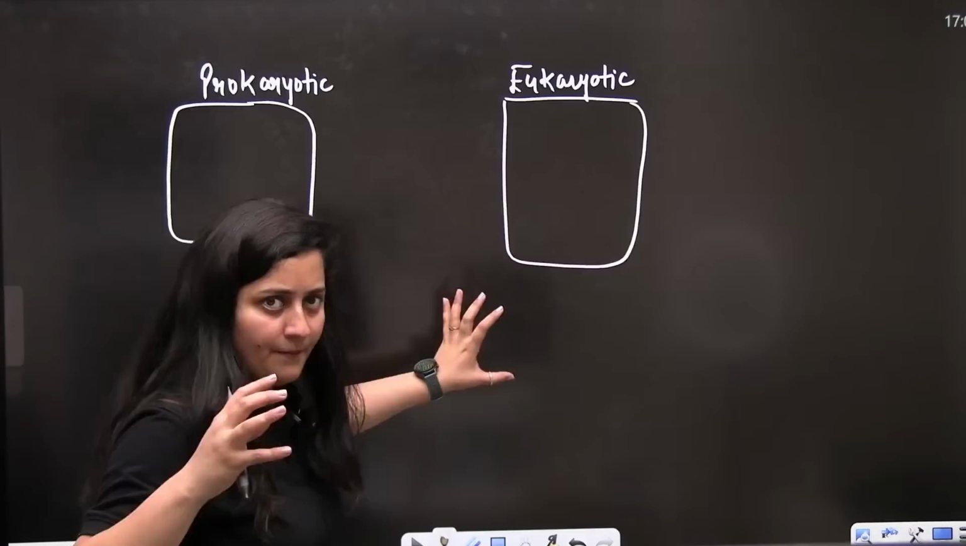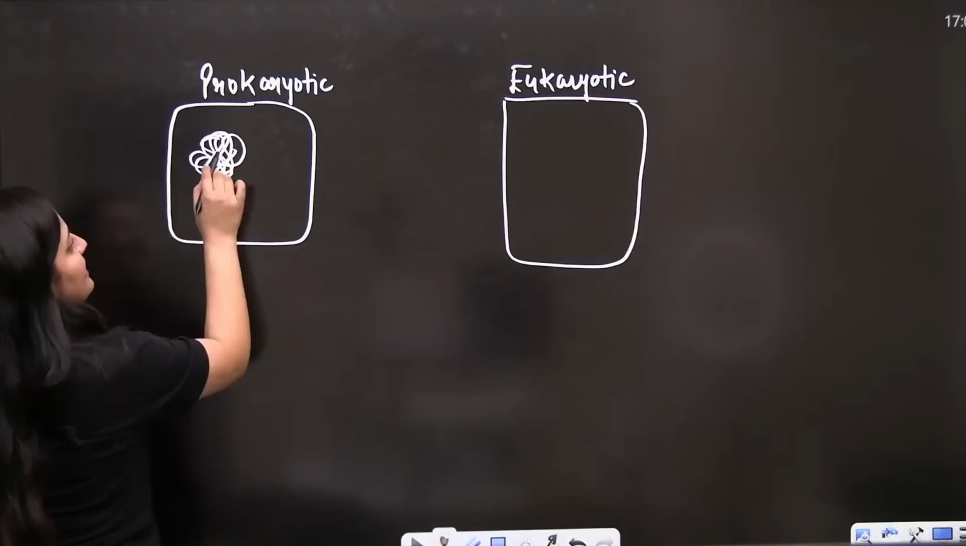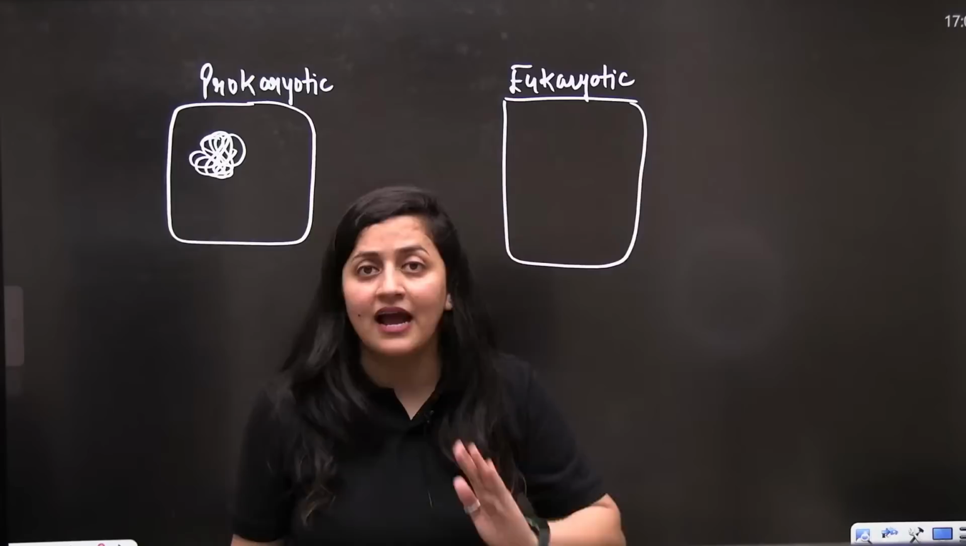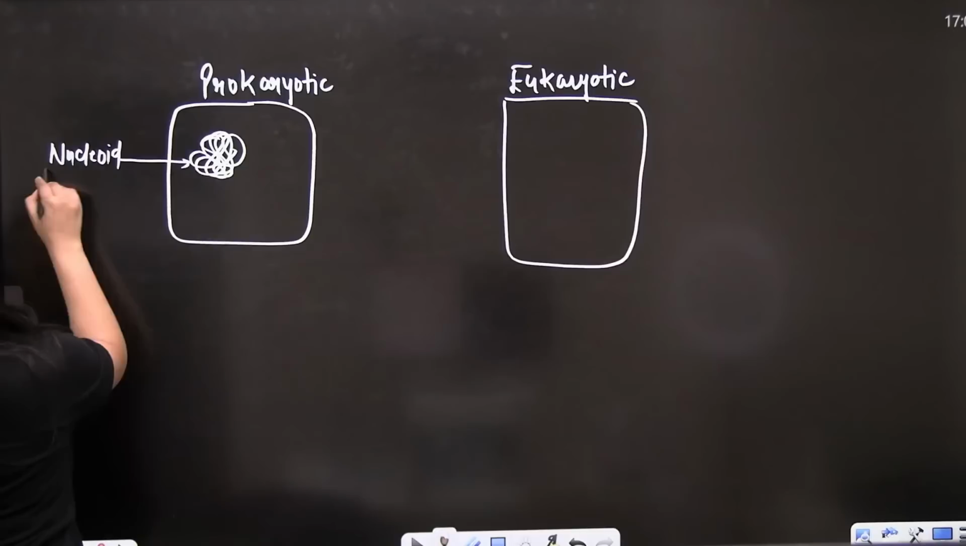When you talk about the prokaryotic cell, you know that the genetic material is directly there in the cytoplasm. There is no nucleus at all. We call it the nucleoid, the naked DNA, which is devoid of histone proteins, isn't it?